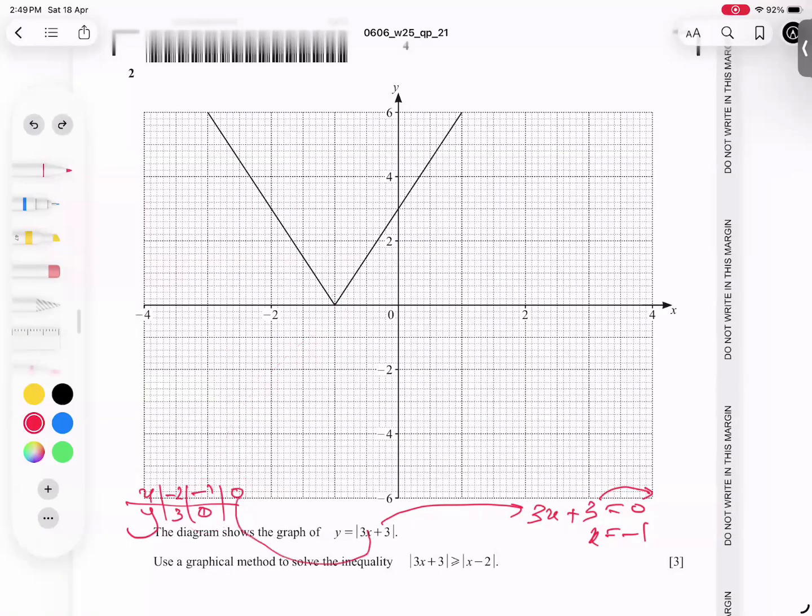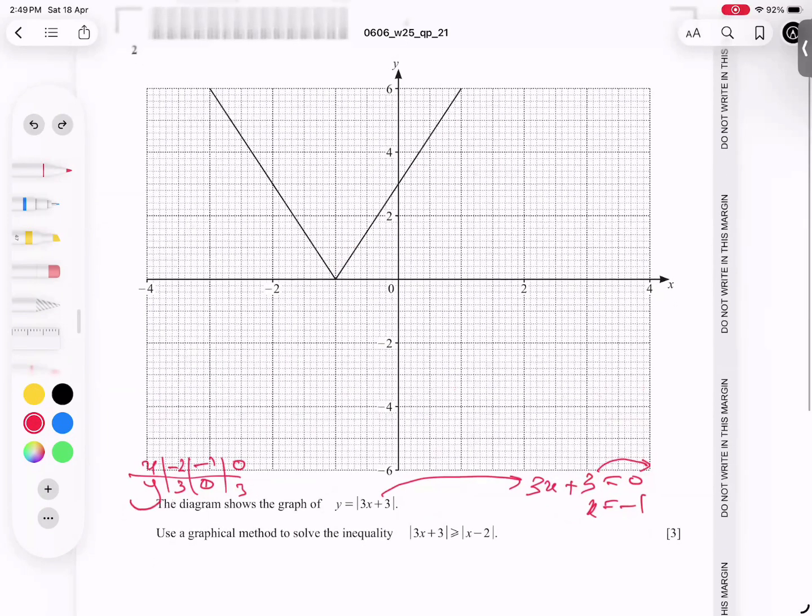Now how to plug in 0? When I plug in 0, the modulus of 3 is 3. So basically we have (0, 3). So this point we have. It means you will make this graph and this graph. This is just extra information which he has already done, but I have done it again so you can understand.